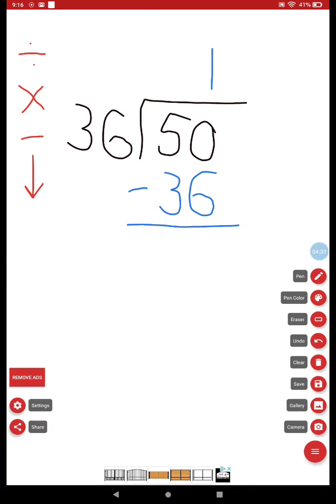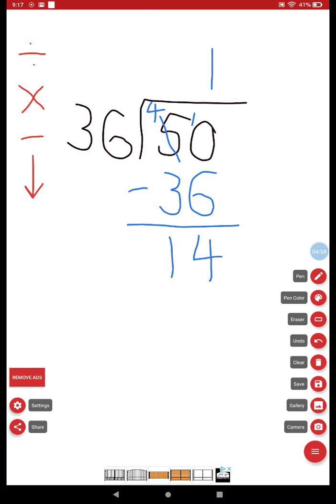Well, we reviewed how to do two-step subtraction earlier this week. If you need a review, go back to that video. That's okay. You can watch it as many times as you need. I need to borrow from the 5. 5 becomes a 4. 0 becomes 10. 10 subtract 6 is 4. 4 subtract 3 is 1.